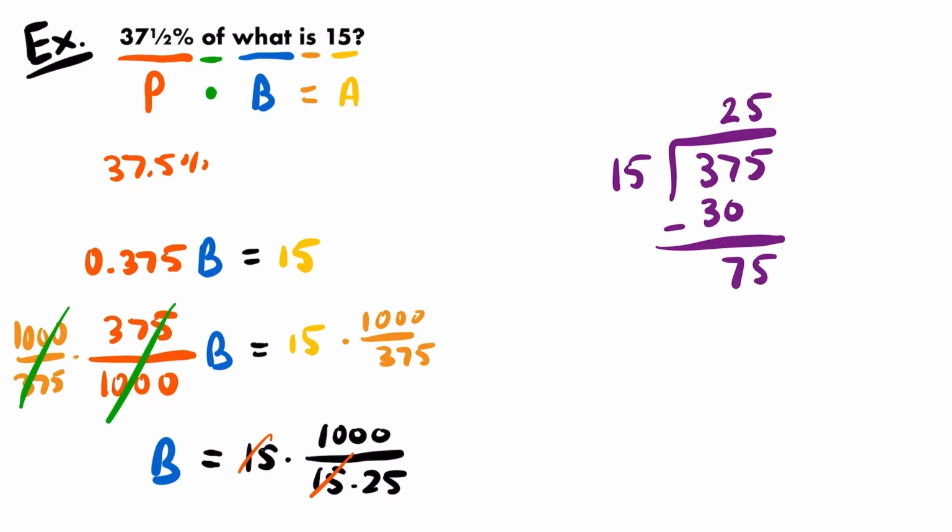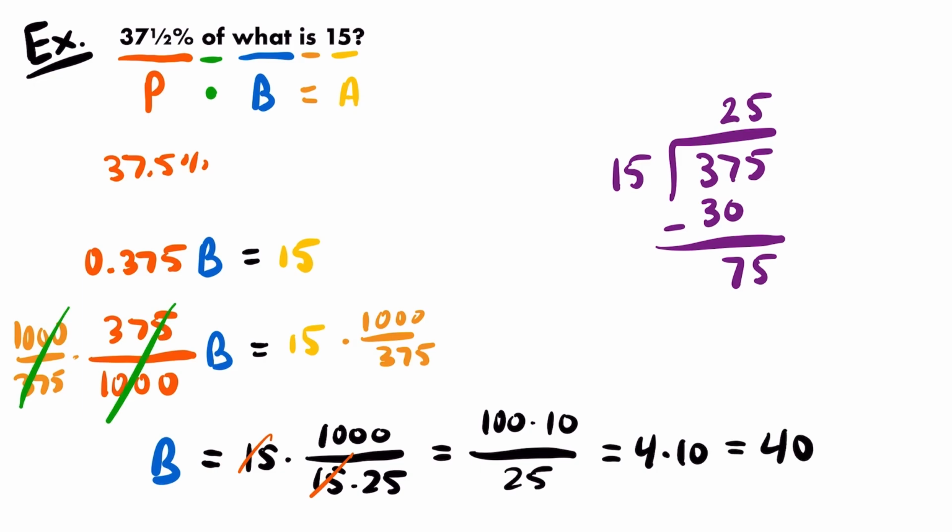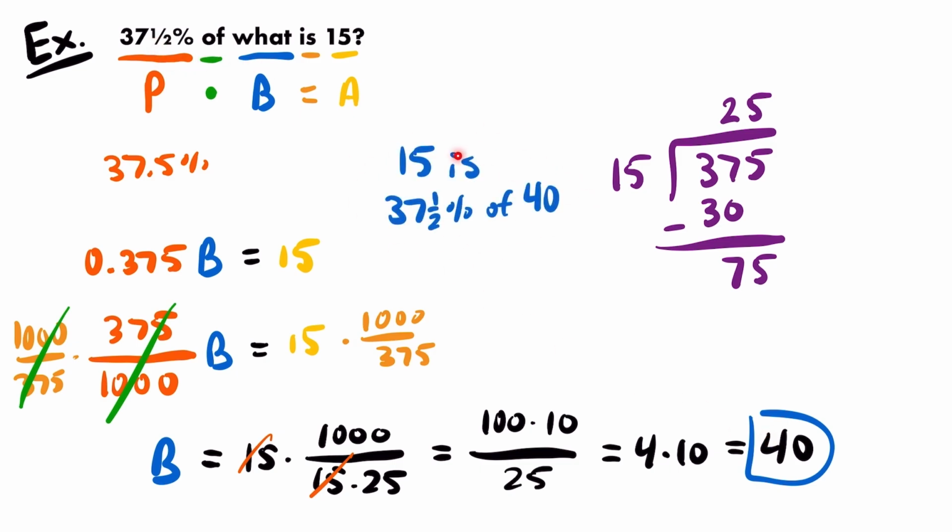We know that 100 divided by 25 is 4, and so 1000 divided by 25 would be 40. Okay, if you wanted to, you can think of it like this. 1000 is the same as 100 times 10, and you're dividing by 25. 100 divided by 25 is 4, so this would be equal to 4 times 10, which is 40. And so 40 is the value of the base for this basic percent equation. 37.5% of 40 is 15. Or another way to say it is that 15 is 37.5% of 40. That is the answer that we find for this problem.